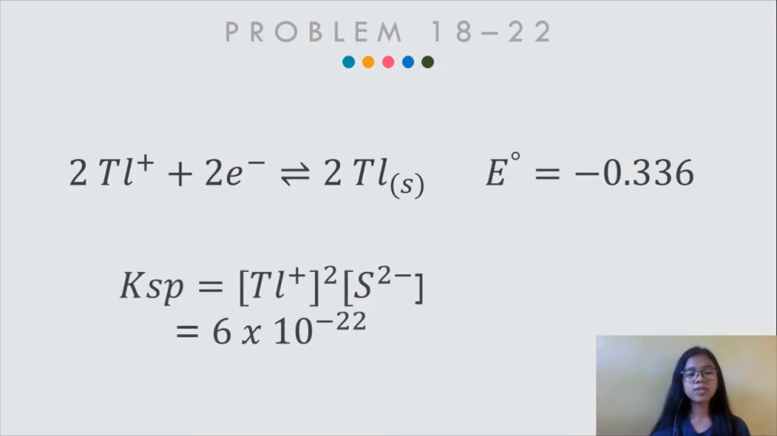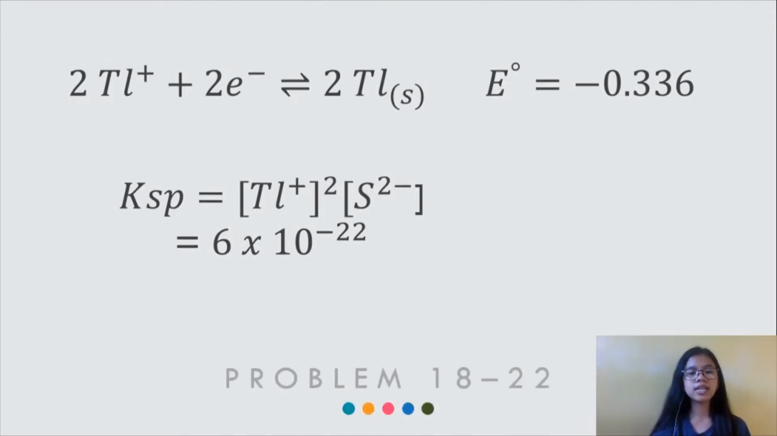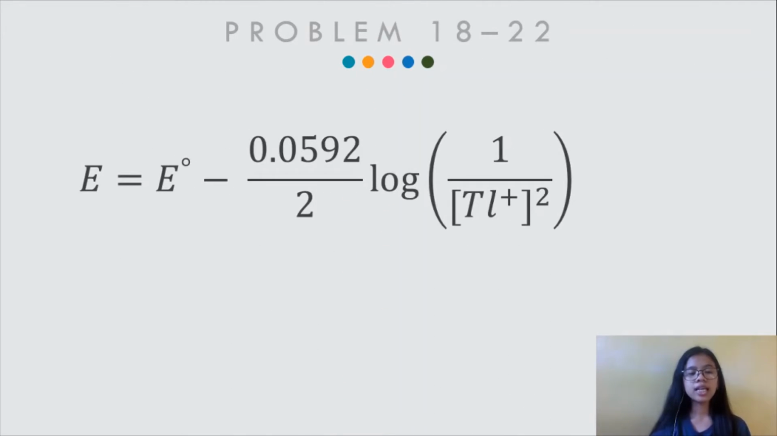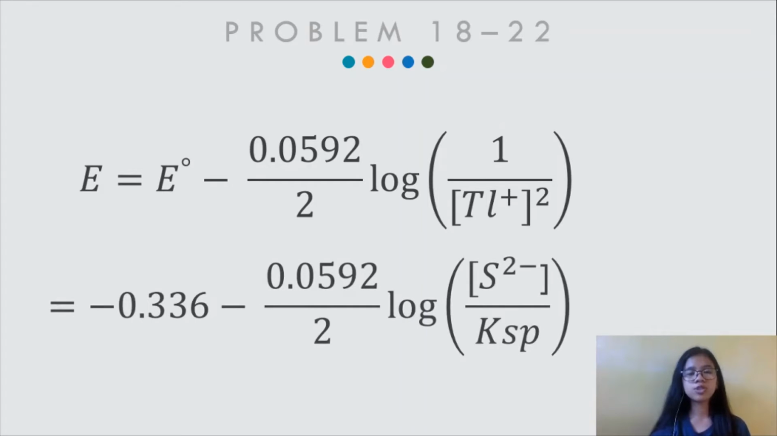As the given problem states, the solubility product constant of thallium sulfide, or the KSP, is 6 times 10 raised to negative 22. These values will be utilized in the following equation. E is equal to the standard potential minus 0.0592 over 2 times the logarithm of 1 over thallium ion squared. We substitute the values, which will give us now E is equal to negative 0.336 minus 0.0592 over 2 times the logarithm of sulfide over the KSP.